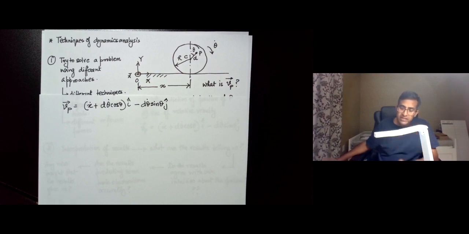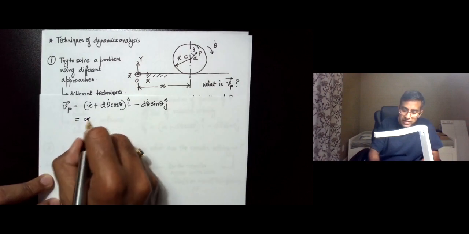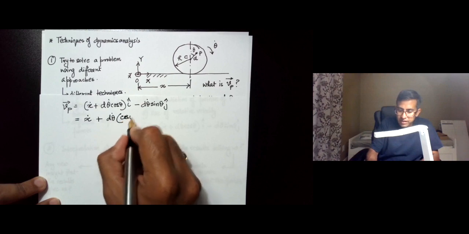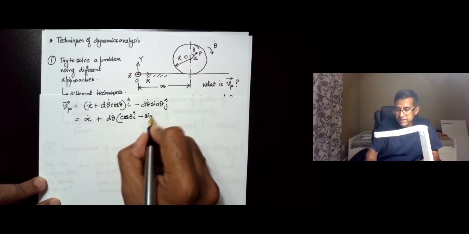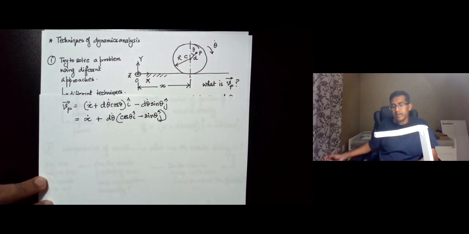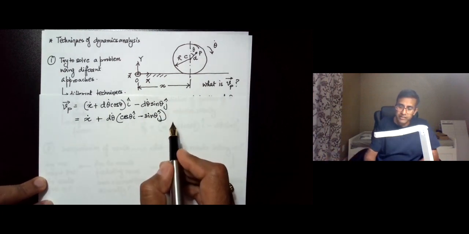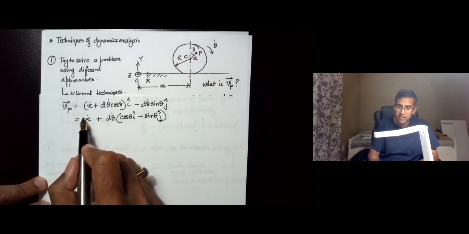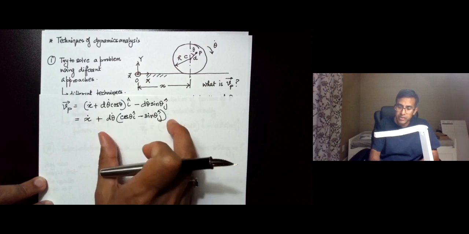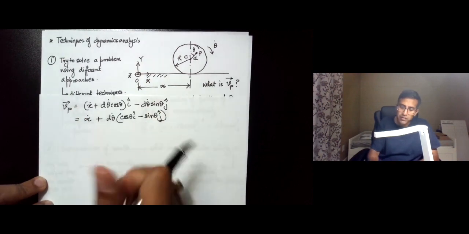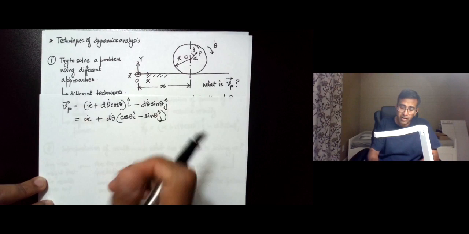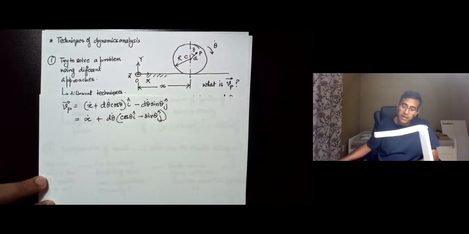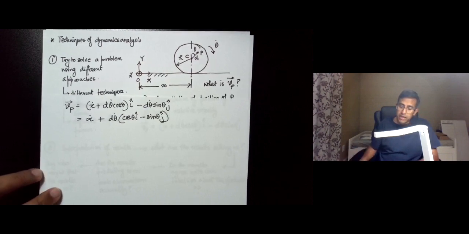You can look at the velocity this way, or you can also look at the velocity as x dot plus d theta dot times cosine theta i minus sine theta j. The second way of looking at this result basically splits it into two parts, where you have the first part as the velocity of c and the second part as the velocity of p with respect to c. The first way of writing the result basically takes the entire velocity vector and resolves it along the x and y directions.